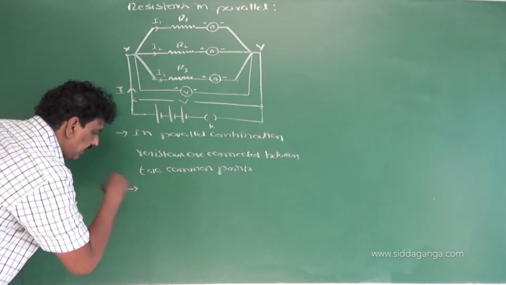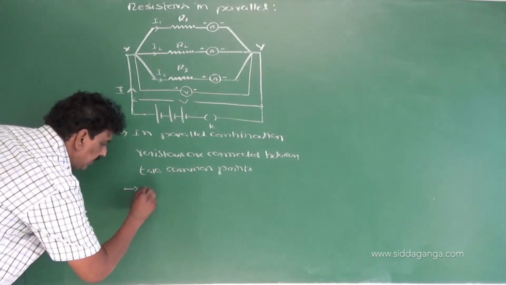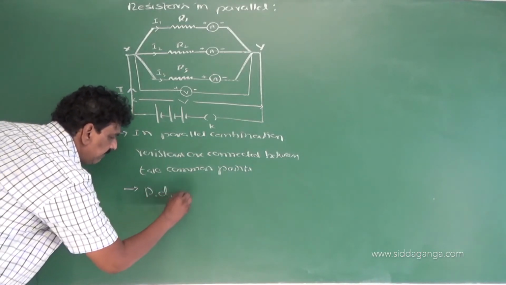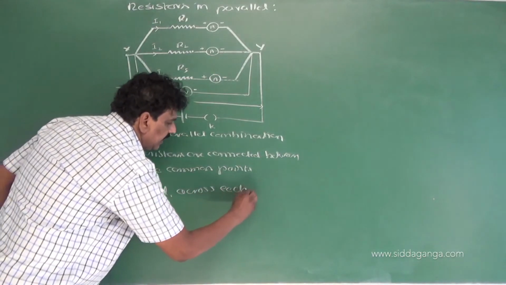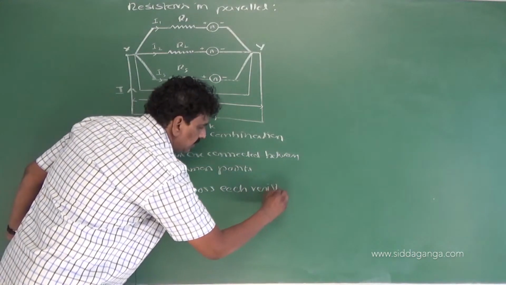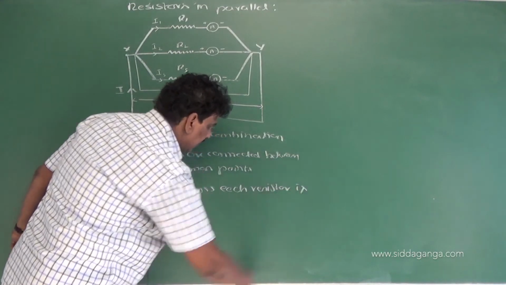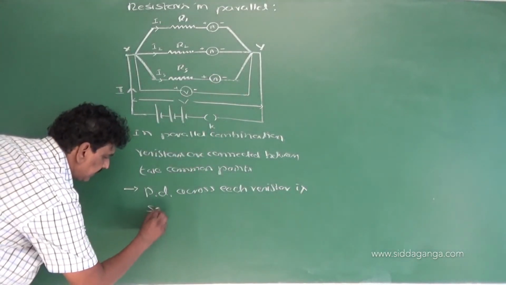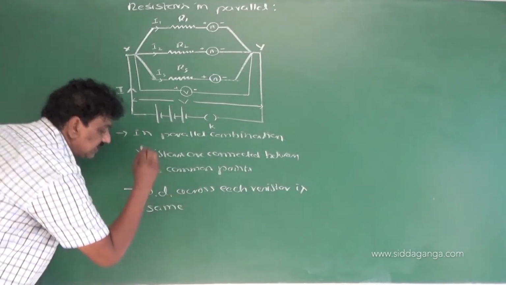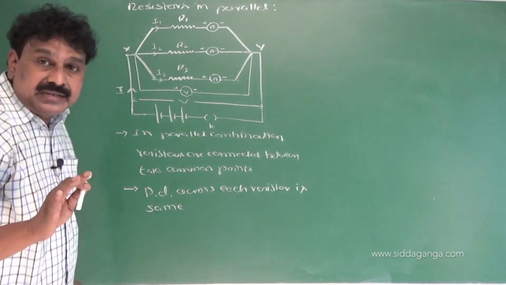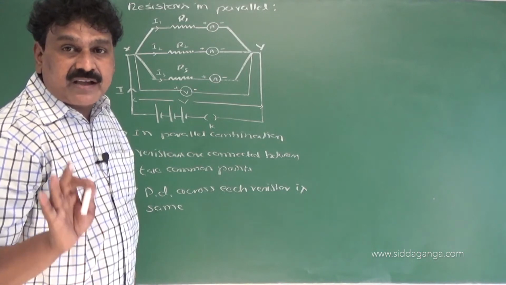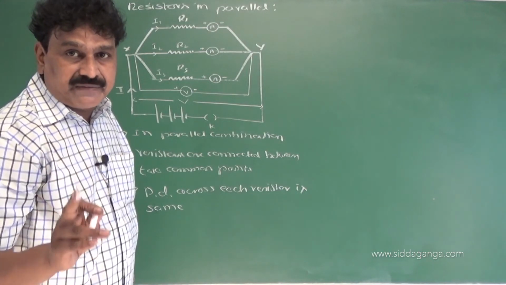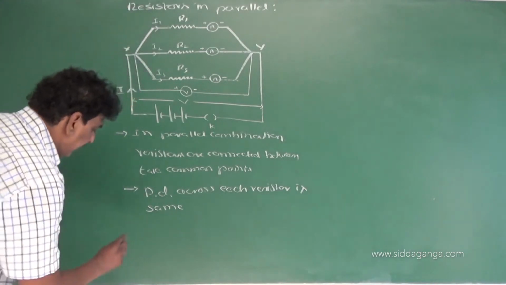Now here potential difference across each resistor is same. In series combination, potential difference across each resistor is different, remember.